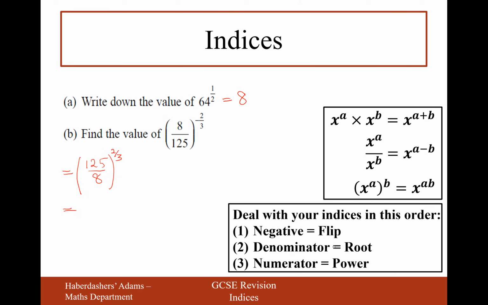Step 2 is to sort out the denominator, and that's going to root the top and the bottom. So that's going to be the cube root of 125, which is 5, and the cube root of 8, which is 2. So you cube root the top and the bottom. The third step is to now deal with the numerator, and that's 2, the numerator of the indice. So that's going to be 5 squared is 25. And 2 squared is 4. So what we've done here is we have cube rooted the 125 and the 8. And then the last thing we've done is we've squared those answers, so 25 over 4. And that's the final answer.